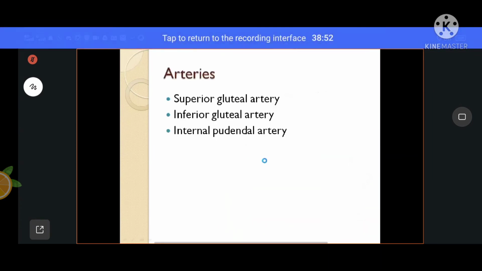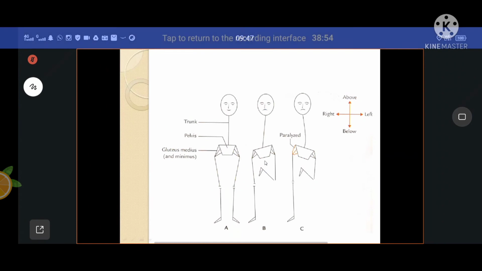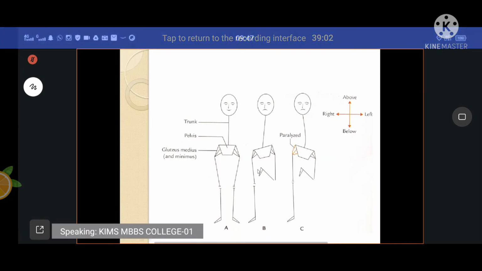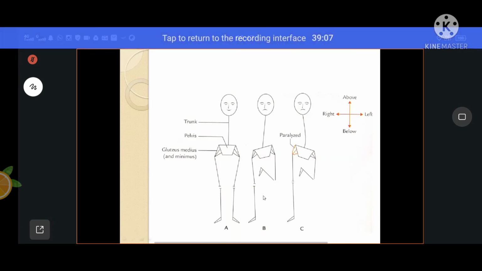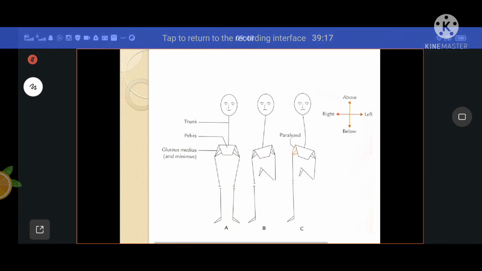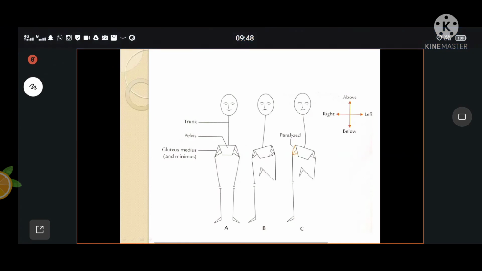How to explain this one? Anyway, you see here. When we are walking, there is a stance phase and a swing phase. In the stance phase, this is the right leg and this is the left leg. When you are walking and lifting the left leg upwards, what will happen? Due to gravity, the pelvis on the side on which you have lifted the leg will sag downwards.